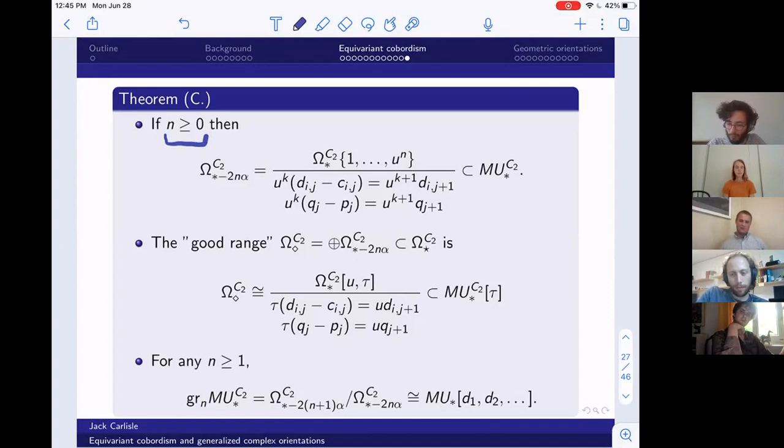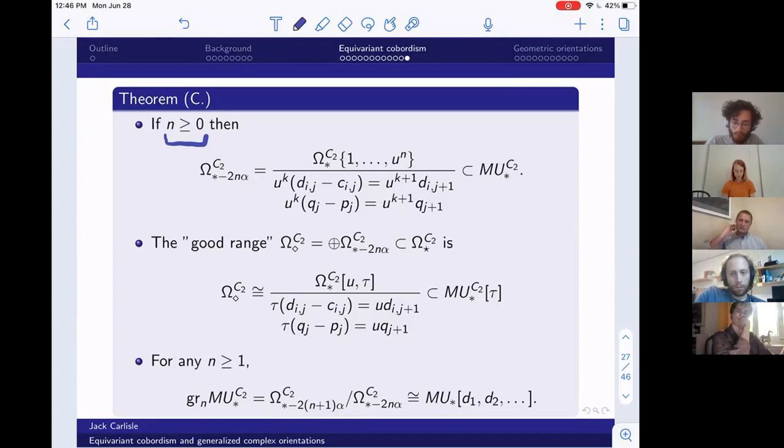When the multiple of alpha, which is the sort of twisted dimension, the real sign representation, is positive, the algebra gets a little bit more complicated. In particular, the coefficients are no longer concentrated in even integer degrees. On this slide, I've just listed the good range, if you will, of the RO C2 graded coefficients, but I do have an understanding of the full RO C2 graded coefficients. It's just not as pretty of a picture as this non-derived range.